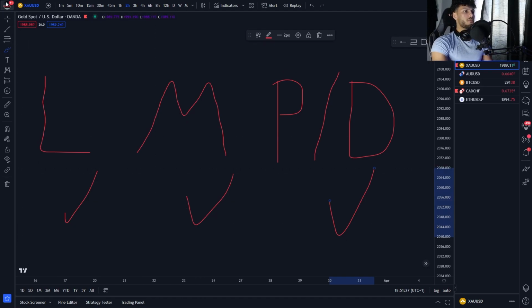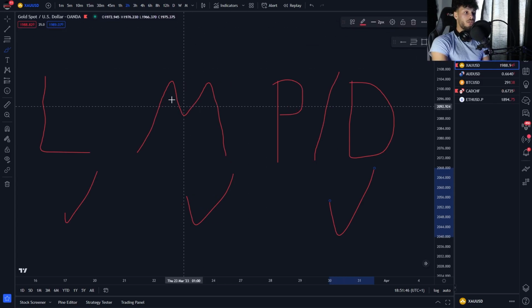So what does L stand for? L stands for liquidity. M stands for market structure. P or D stands for premium or discount. This is literally the simplest way of looking at the market, the simplest way of coming up with a setup, and this could literally be your base concept.